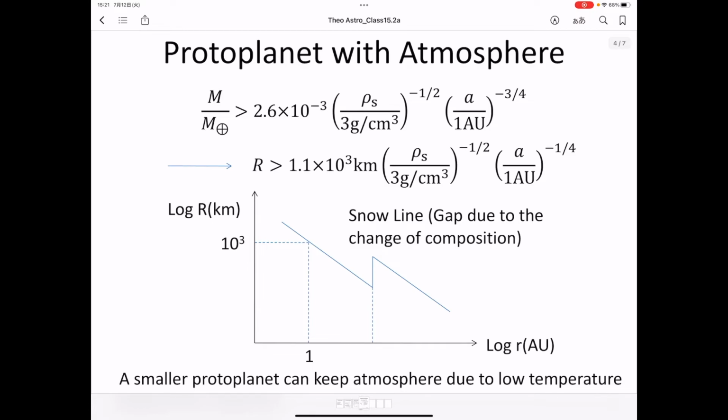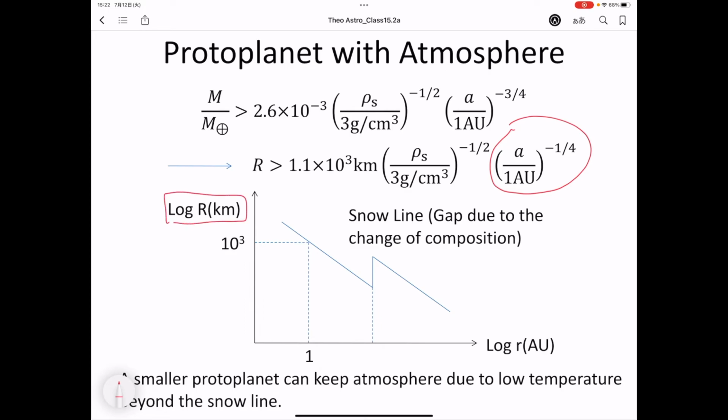The minimum size of the protoplanet is a decreasing function with the distance from stars. Because the sound velocity is also a decreasing function of a distance from a central star, speed of the gas molecule becomes slower in the outer regions from the central star, and a protoplanet can easily keep the gas molecules as an atmosphere. Minimum size of a protoplanet that has an atmosphere is decreasing with a distance from a central star. So I draw the log R. This is the critical size of a protoplanet, which has an atmosphere, a decreasing function with the distance from a central star.